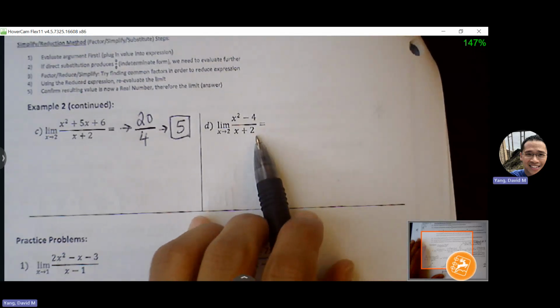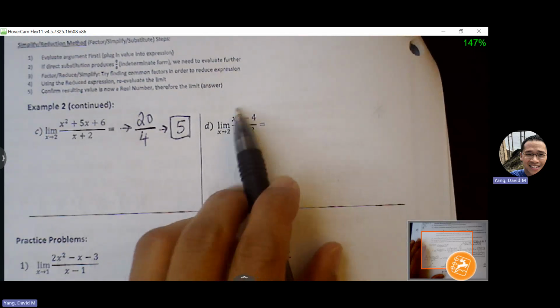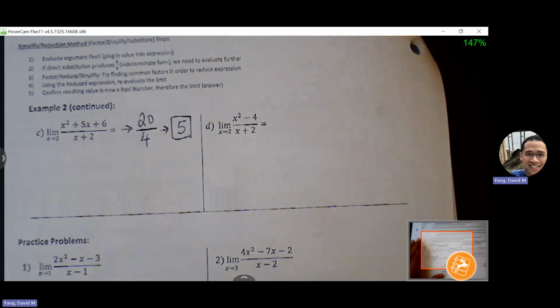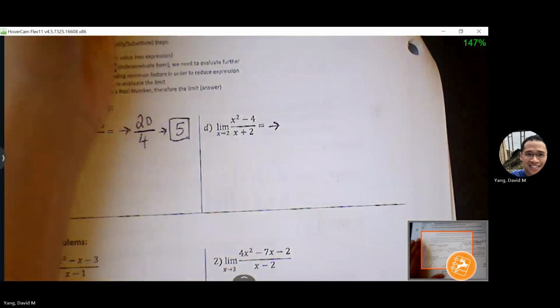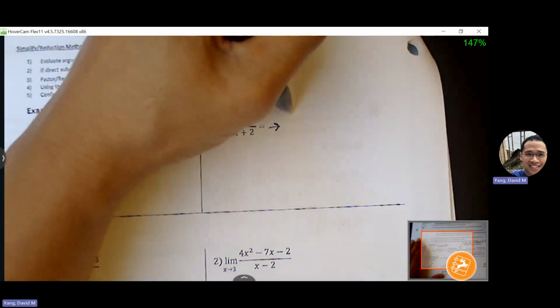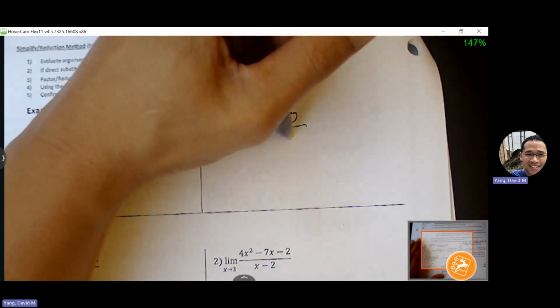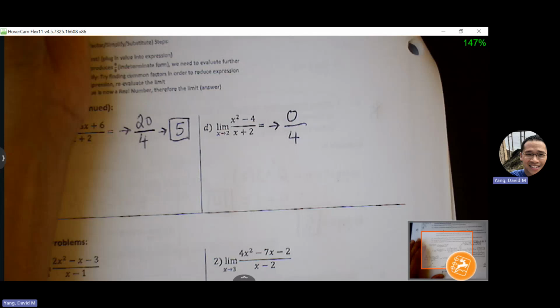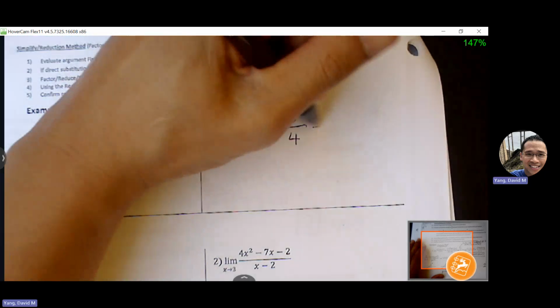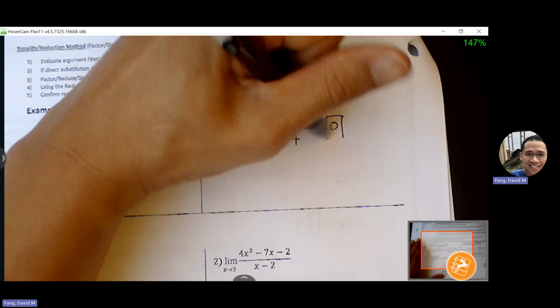Okay, part D, direct substitution. Even though it looks like we can factor, don't skip that first step. Okay, numerator, we get 0. Denominator, we get 4. Okay, what does that mean? It's 0. That's a real number. So that's our answer.